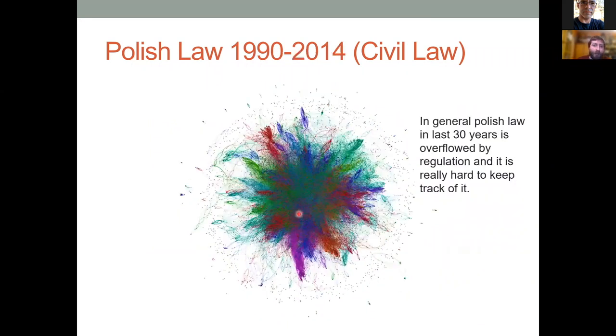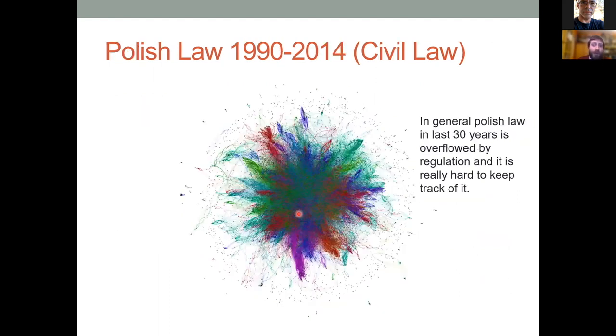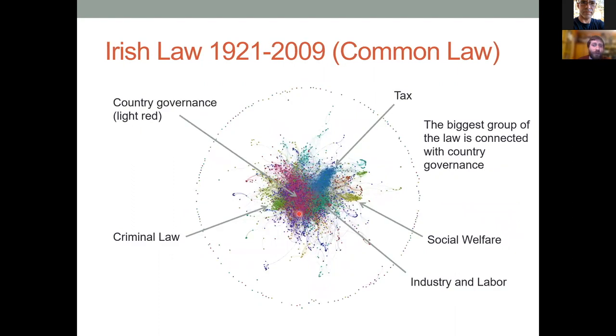This is how the Polish law looks in 2014. So there were quite a lot of nodes, quite many connections. And this is the Irish law, which is common law, much more compact. Here there are more than 40,000 active points. There are only 3,000 points in the Irish law, accumulated over the course of 90 years.